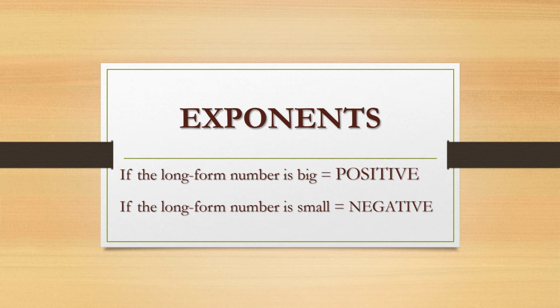So once again, just as a reminder, if the long form number, if the standard number is 1 or over, then that exponent is going to be positive. But if the standard form of the number is less than 1, if it's small, if it's a decimal number, then that exponent is going to be negative because you're going to be moving the decimal the opposite direction.